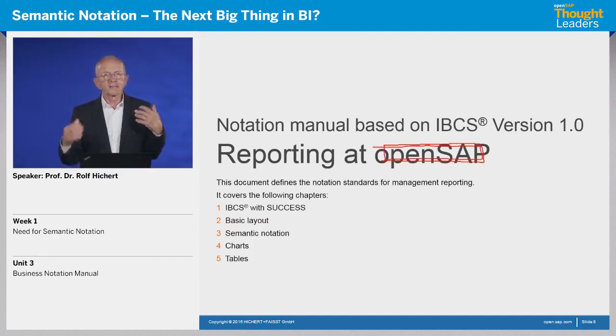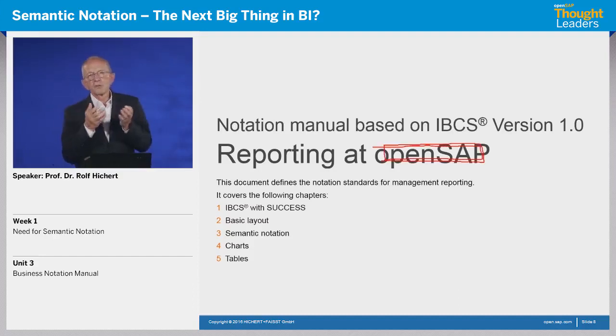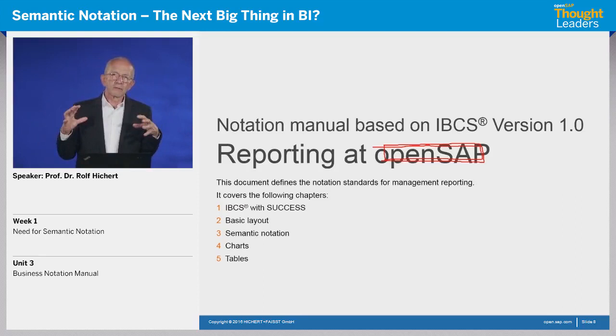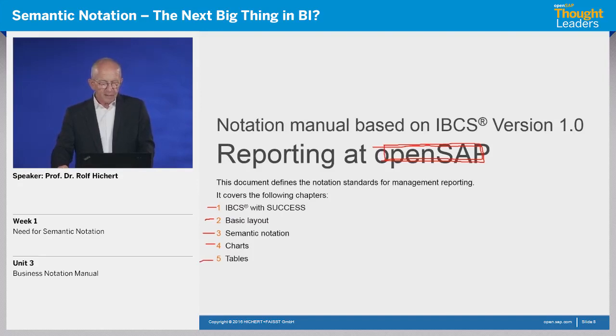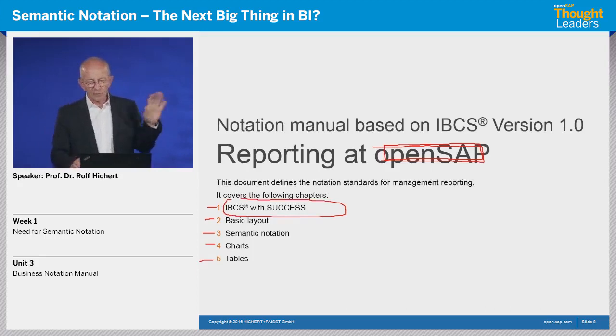This is our standard, which can be used and adopted to the needs of different companies. Quite a few large organizations have downloaded this concept and applied it, adopted it to their needs. And it covers these 5 chapters. We have already talked about IBCS with success, and we'll do this in more detail next week. I don't want to touch it now.